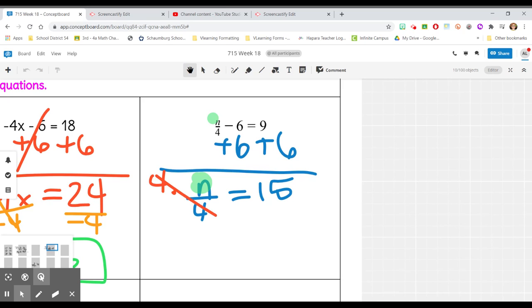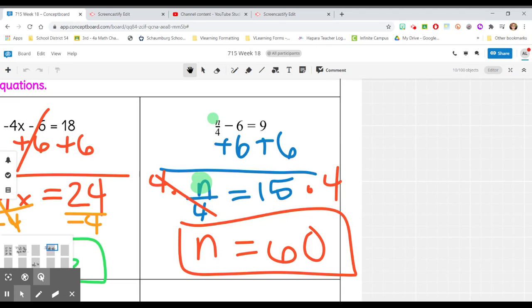which leaves me with n is equal to 60. Off to the side, I'm going to check: 60 divided by 4 is 15. 15 minus 6 is 9.